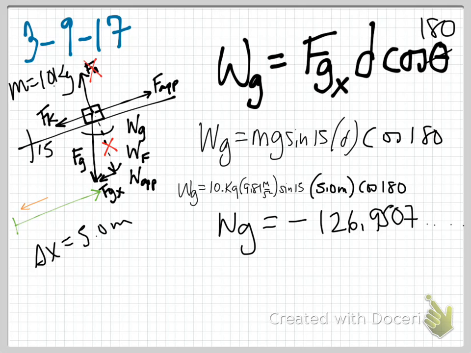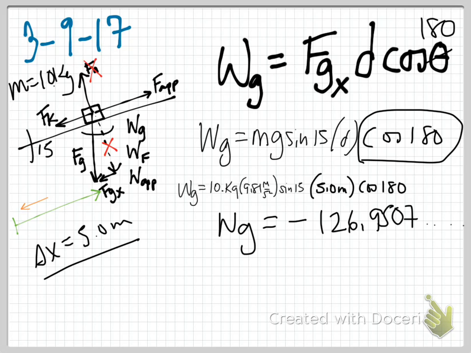We just use this cosine of 180, which is negative 1, and that gives us a negative number. I said 5.0 meters was how far it moved. I'm not doing number 5. I'm making up numbers. Sorry. I'm doing examples, but it's not exactly number 5.